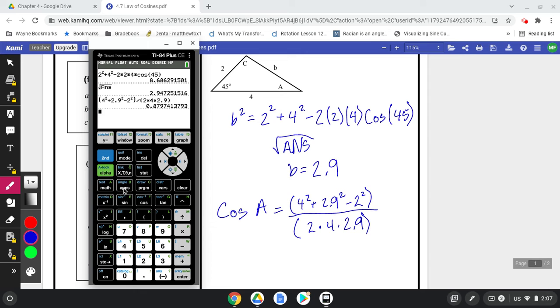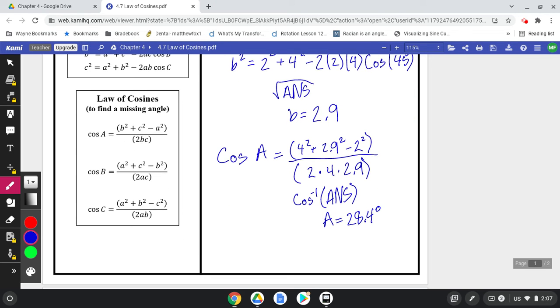We got to take the inverse cosine of that. So second cosine, second answer, close your parenthesis, hit enter, and you will get 28.4 degrees. So we did the inverse cosine of whatever our answer was, and we get A to be 28.4 degrees. Now we're almost done.